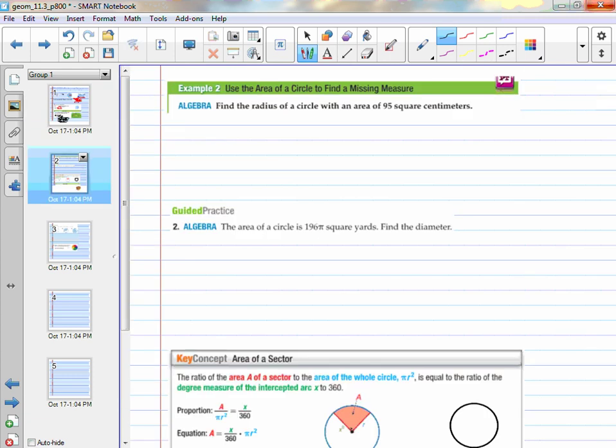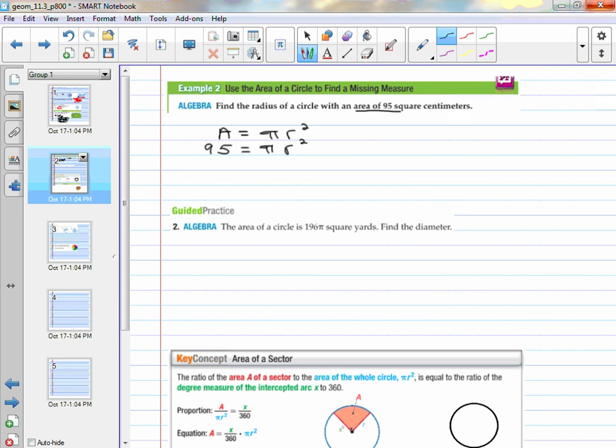Find the radius of the circle, where they happen to tell us the area of it. Same idea. Area equals, not 1/2, area equals what? Pi r squared. So area is 95. I'm just going to fill in my formula. Pi times, what's the radius? I don't know. We don't know the radius. I want to solve for it.